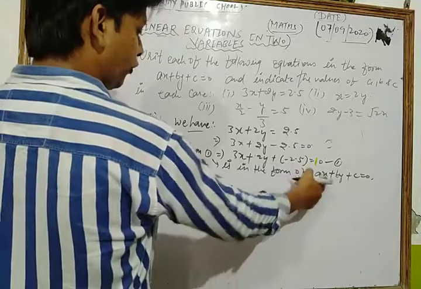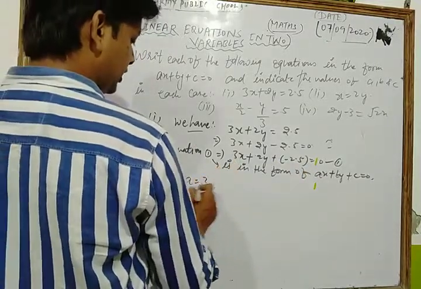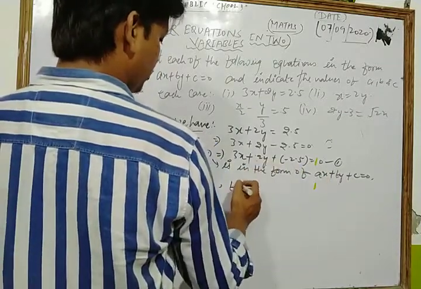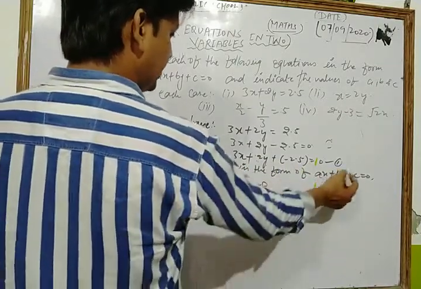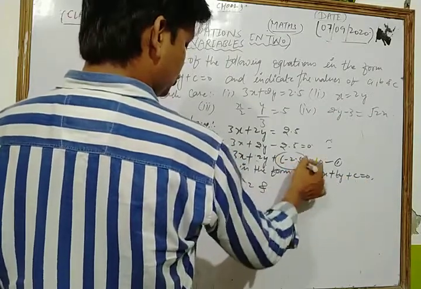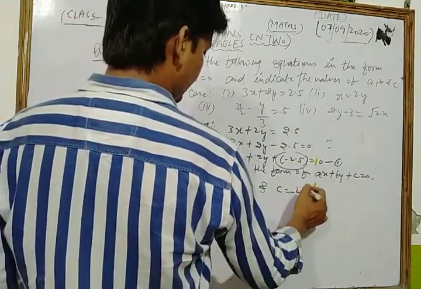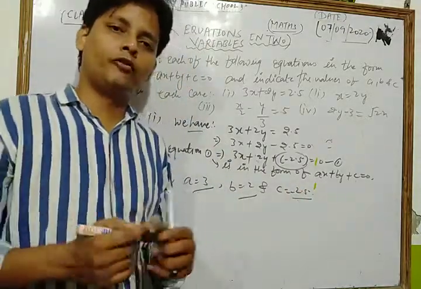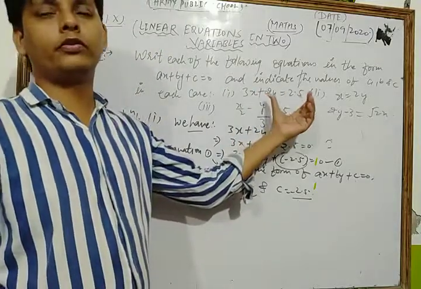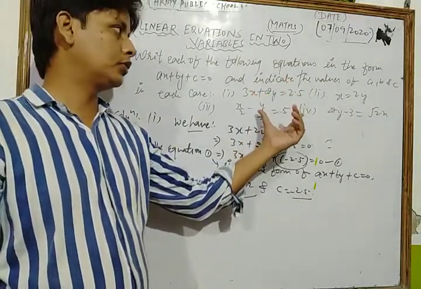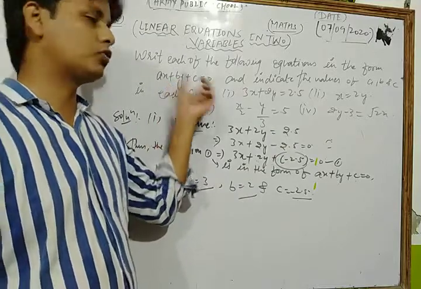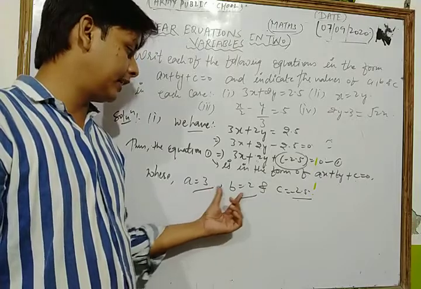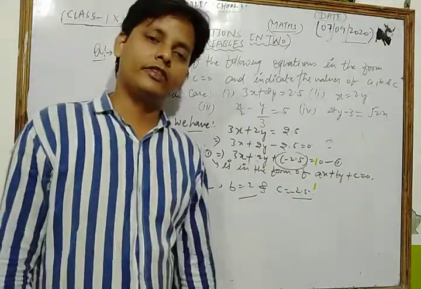Here a is the coefficient of x. Here the coefficient of x is 3, so a is 3. b is the coefficient of y. Here the coefficient of y is 2, so the value of b is 2. And c is the constant term. Here the constant term is minus 2.5, so c is equal to minus 2.5. In this way, dear friends, we convert each of the given equations in the form of ax plus by plus c is equal to 0, and we find the values of a, b and c.